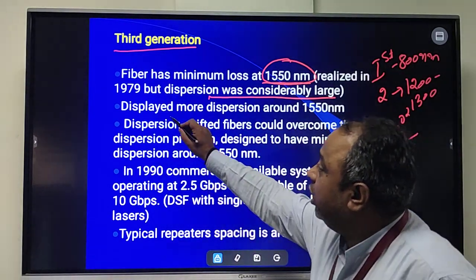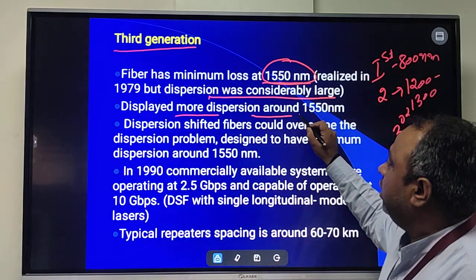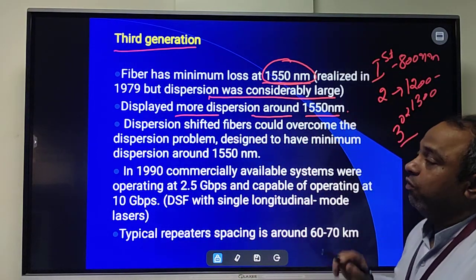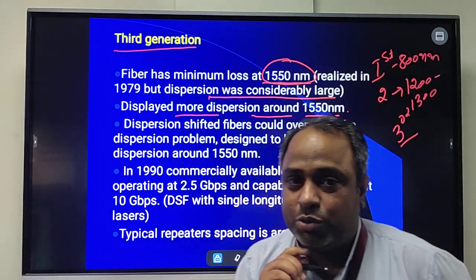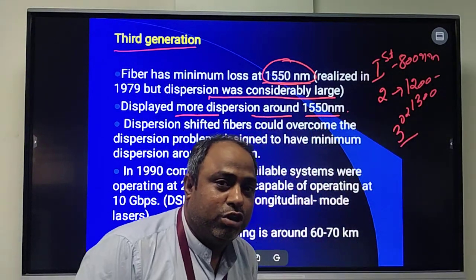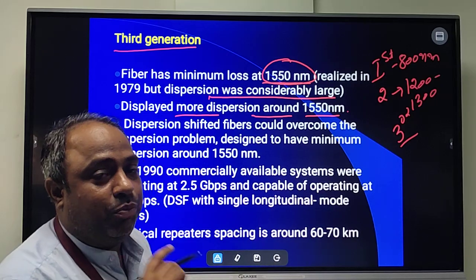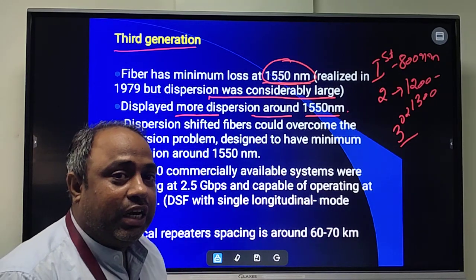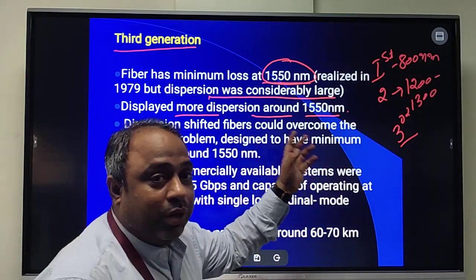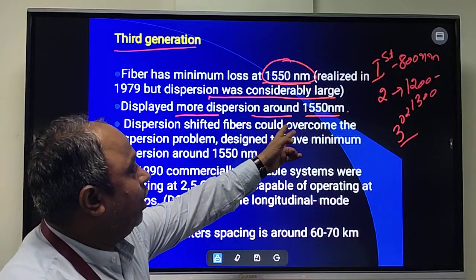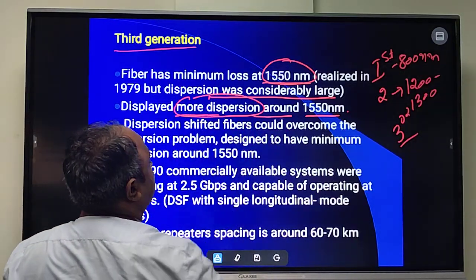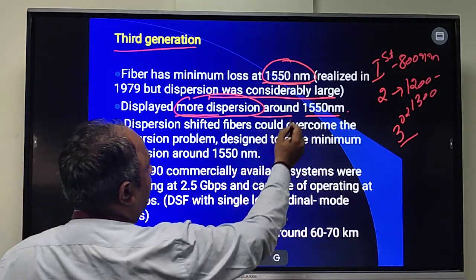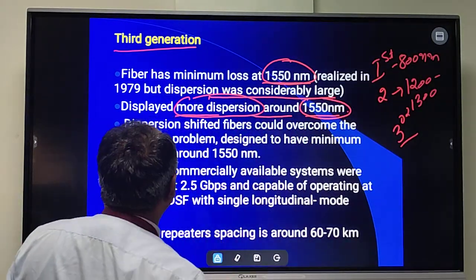Now we are talking about more dispersion around 1550 nanometer. We are talking about that wavelength and that bandwidth, which is most effectively used for communication purposes in optical communication, where the optical signal travels very far. But now look at here, the bandwidth is increased, and the losses in terms of dispersion increase with the larger amount of bandwidth.